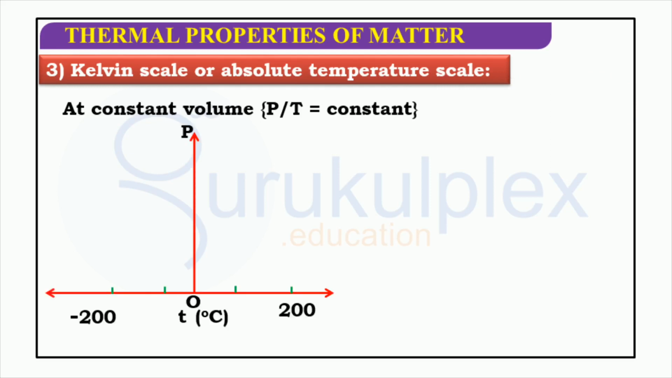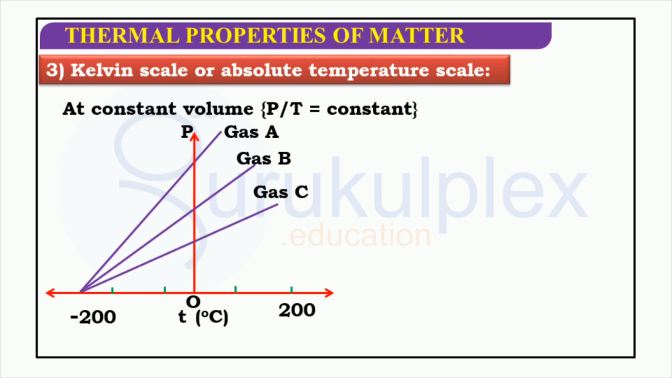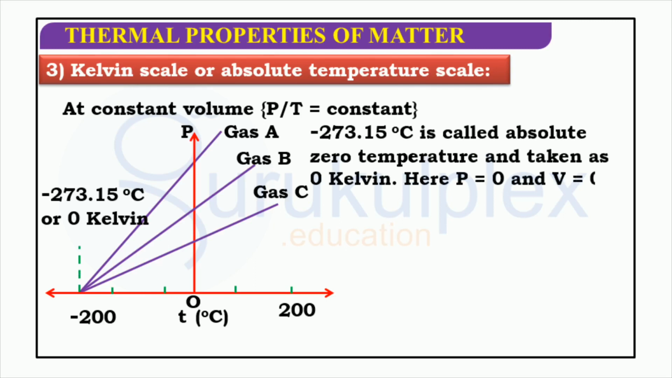We'll then examine the Kelvin scale or absolute temperature scale, where minus 273.15 degrees Celsius is called absolute zero temperature and taken as 0 Kelvin. From this, we can better understand how different gases behave at different temperatures.